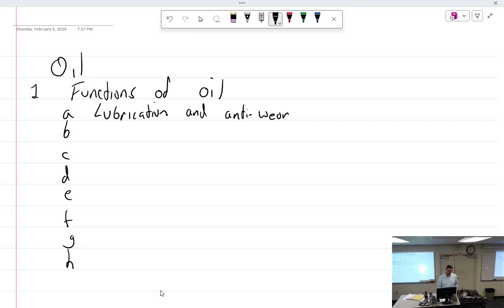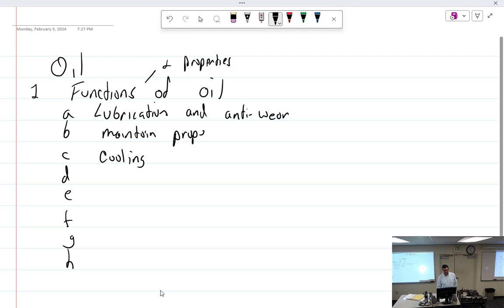Functions of oil. Perhaps cool the back of the piston. Oh, absolutely. I'm just looking at some of the things that I wrote down here, and it's like functions of oil. It should be functions and properties, because there's some things in here that are not a function, it's just a property. Well, if it's a property, then it's viscous. Viscous, okay. Maintain proper viscosity. All right, we're getting them.